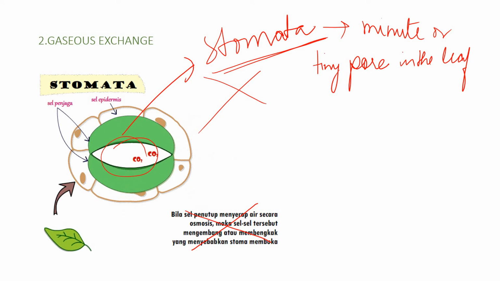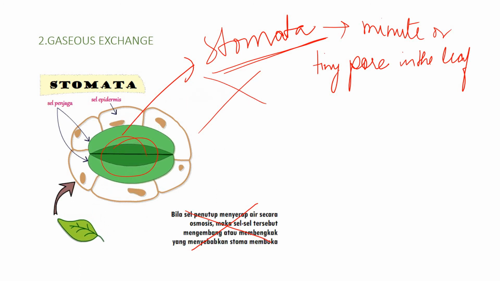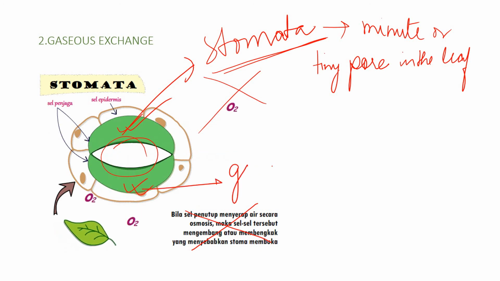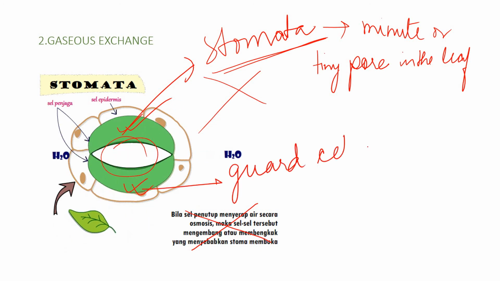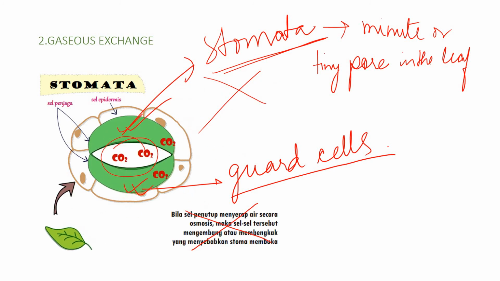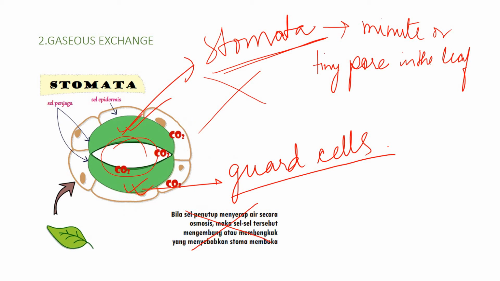Similarly, this tiny pore in the leaf, which is called the stomata, is also protected by guard cells. This green part that you can see, these are the guard cells. They close the stomata and open the stomata whenever it's required. The stomata is not open 24/7. So the guard cells help in opening and closing the stomata.